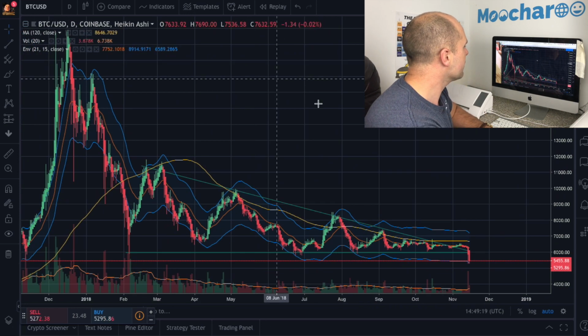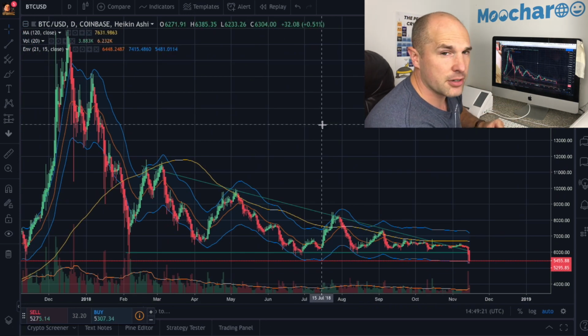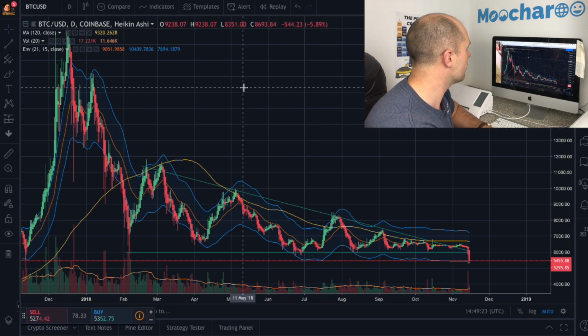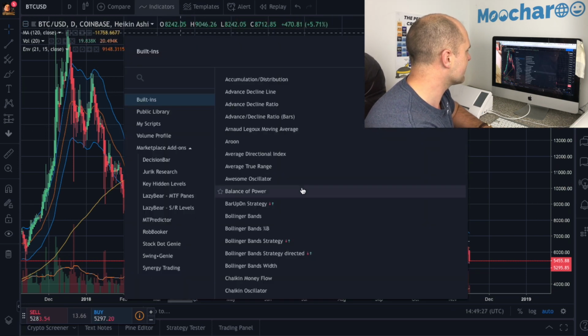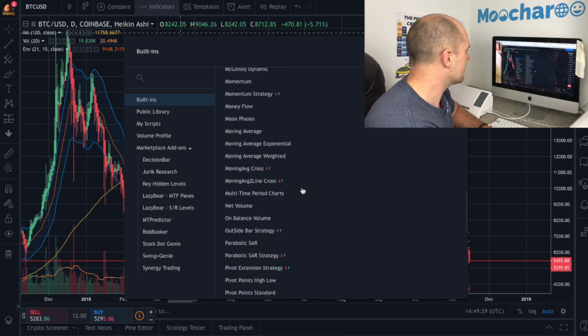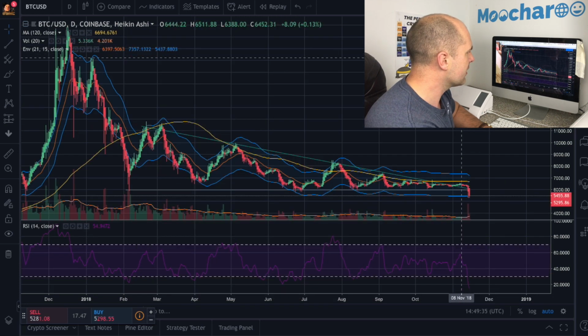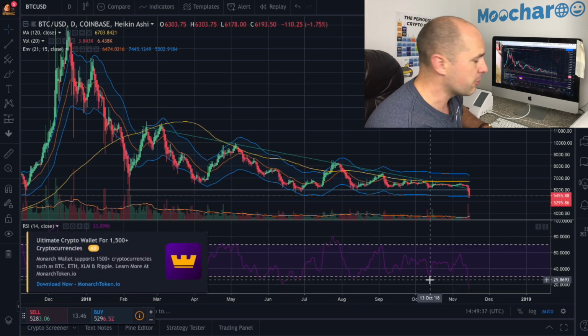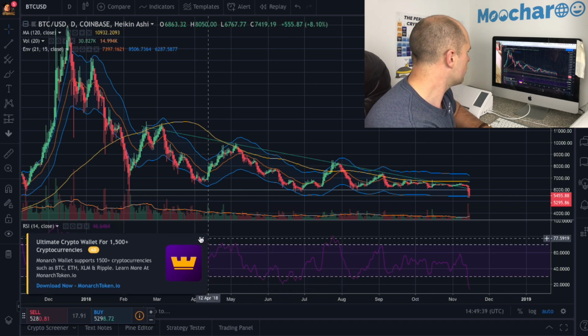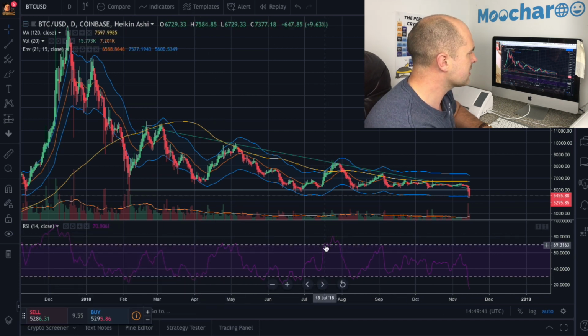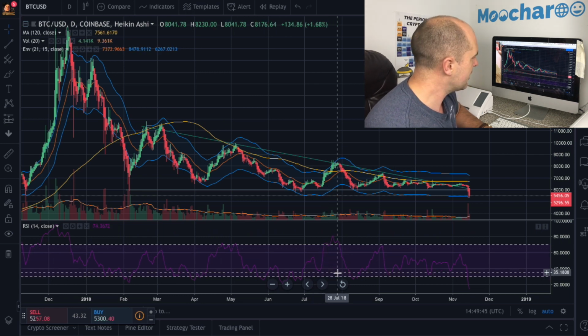So what you need to do is go to a cryptocurrency chart of your choice here on tradingview.com and go to the top and click on indicators. And if you scroll all the way down to R, you'll find relative strength index. You click on that and this little purple thing will appear down the bottom here. And what you'll see is that it has three sections: the top bit, the middle purple section and the bottom.